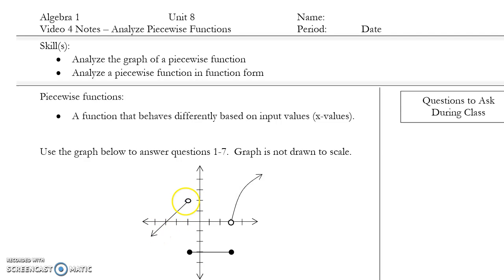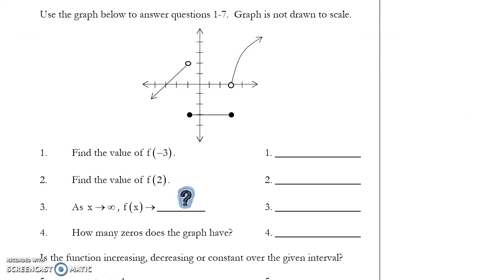The function behaves this way when my x values are -1 or less than -1. It behaves this way when my x values are between -1 and 3, and it behaves this way when my x values are greater than 3. So it's behaving differently based on a set of input values. Today's video we're going to analyze the graph, and then we're going to analyze a piecewise function when it's given in function form. So let's start by analyzing a graph.